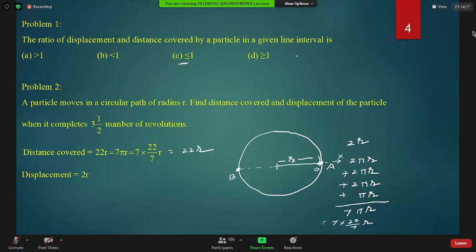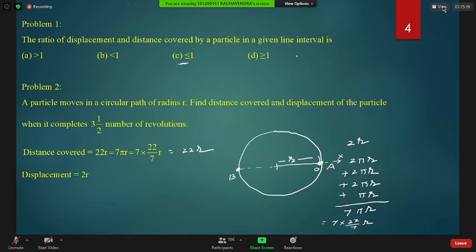Okay. So now total it becomes 22 r. Displacement is 2 r and distance covered is 22 r. Tell me, did you follow this? Yes, sir. Followed, sir. Okay, let us children also follow.